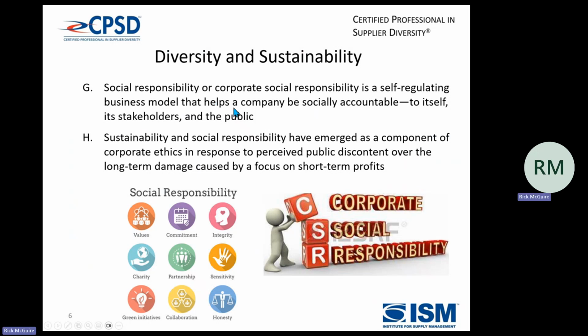Diversity and sustainability. So social responsibility or corporate social responsibility is a self-regulating business model that helps a company be socially accountable to itself, its stakeholders, and the public. Sustainability and social responsibility have emerged as a component of corporate ethics in response to perceived public discontent over the long-term damage caused by a focus on short-term profits. These kinds of things make up social responsibility: values, commitment, integrity, charity, partnership, sensitivity, honesty, collaboration, and green initiatives.